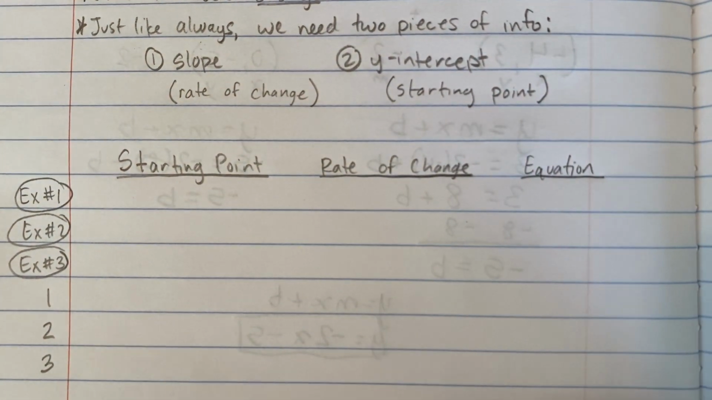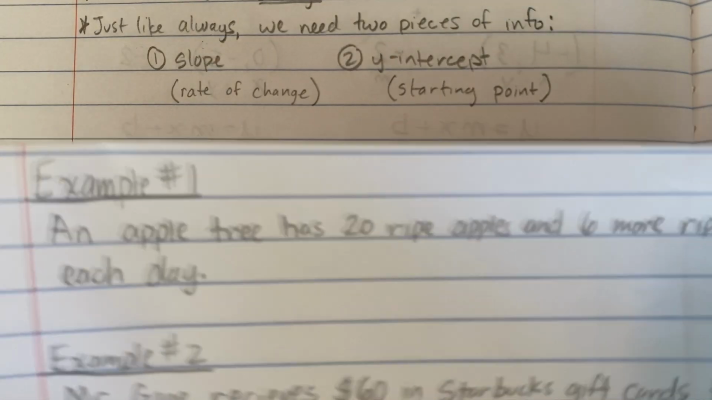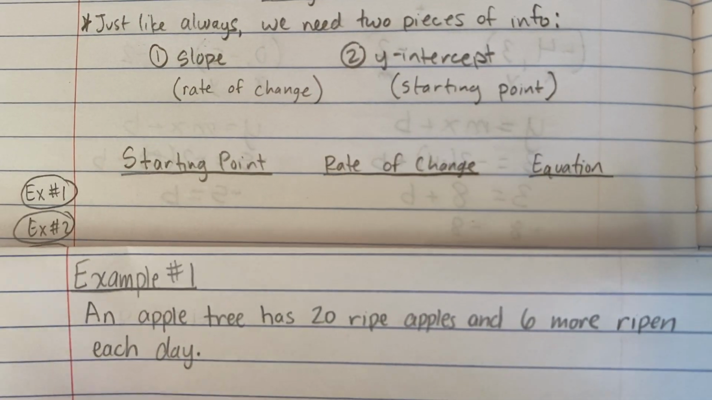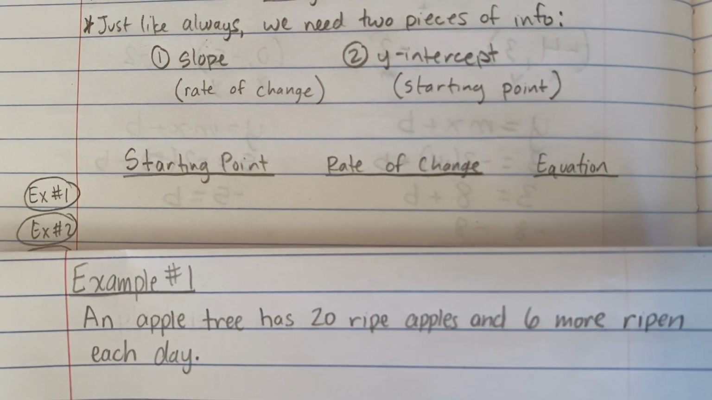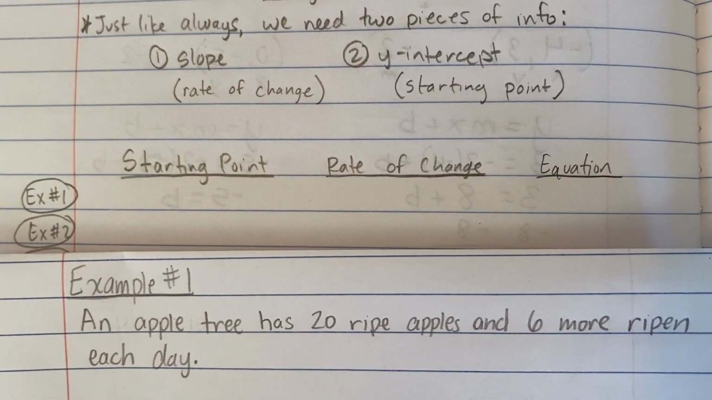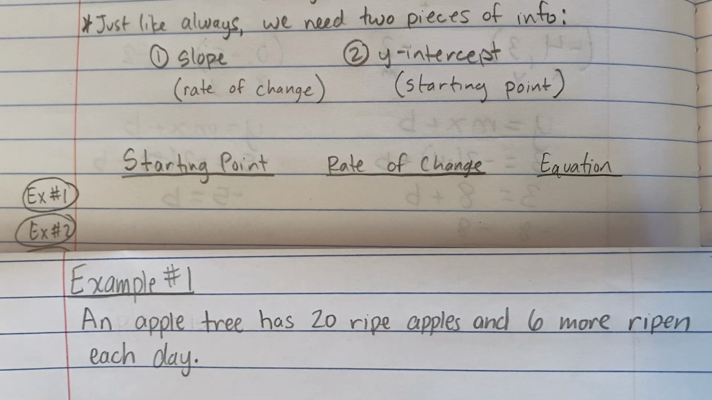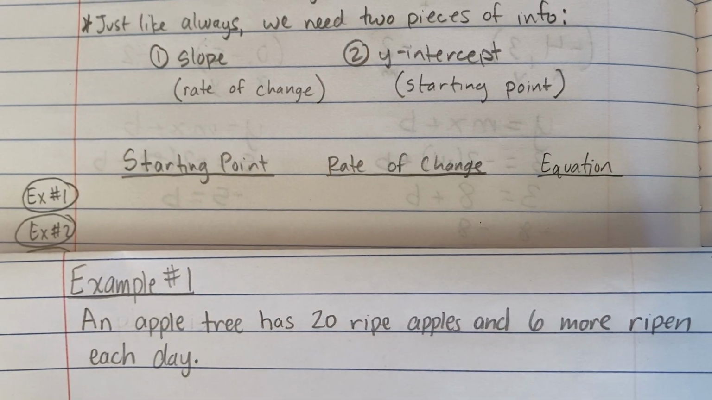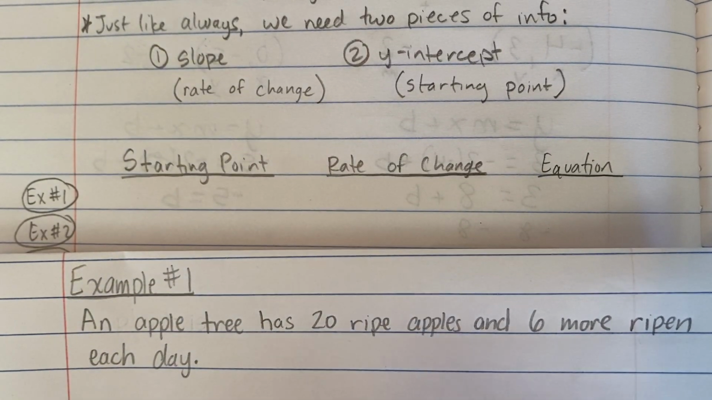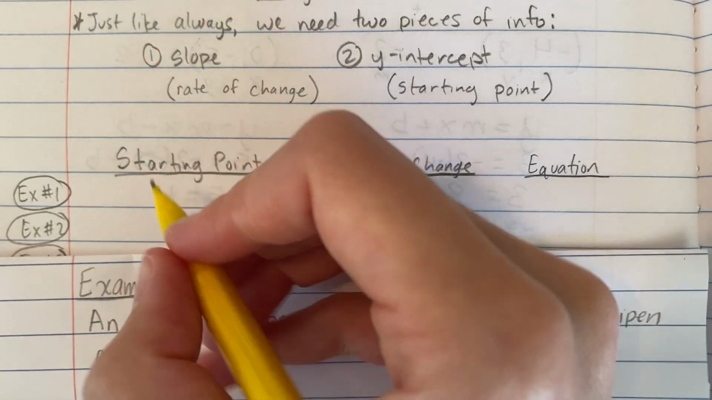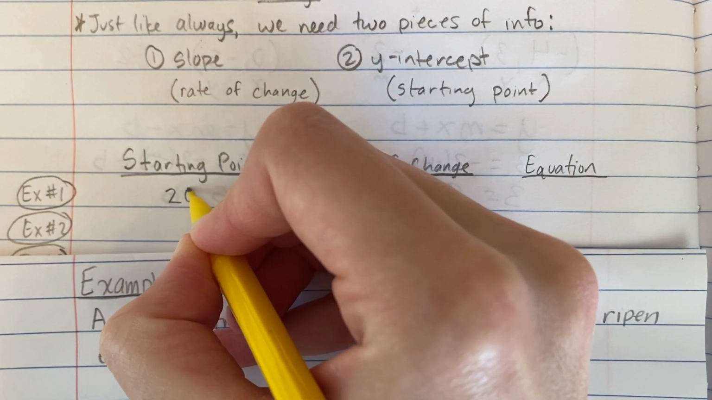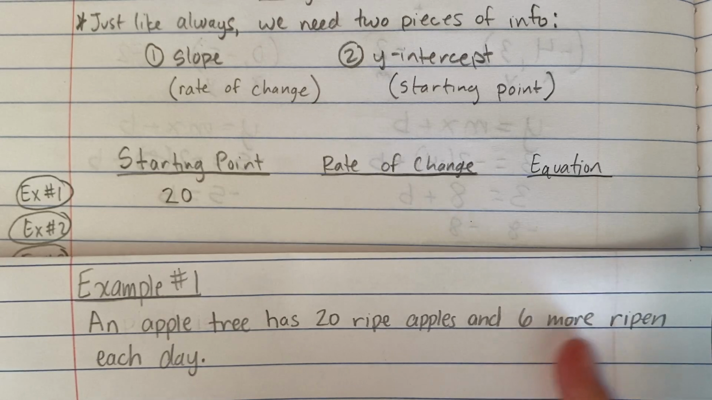Okay, so let's take a look at some examples. Example number 1. An apple tree has 20 ripe apples and 6 more ripen each day. So I'm asking myself first, what's the starting point here? Well, the starting point is that this apple tree is starting with 20 ripe apples. 6 more ripen each day.